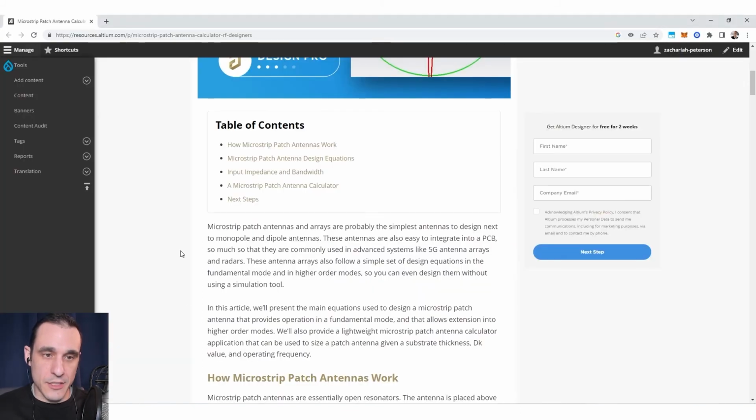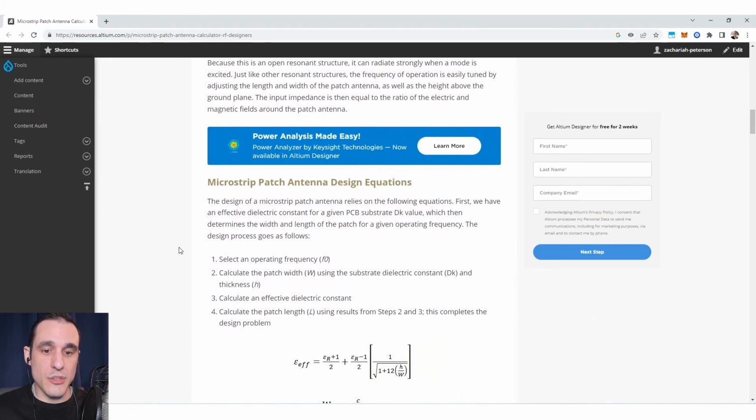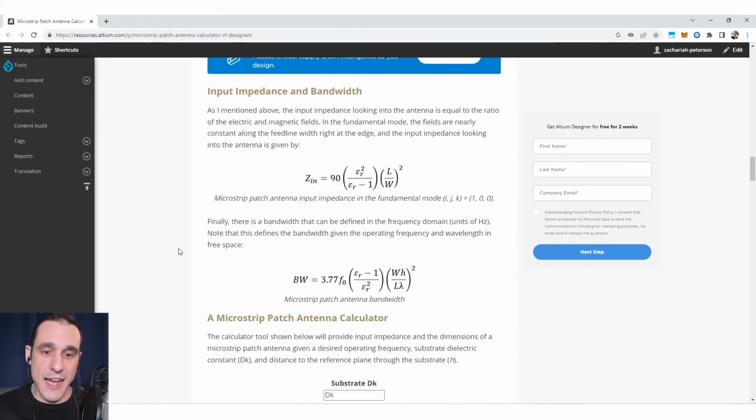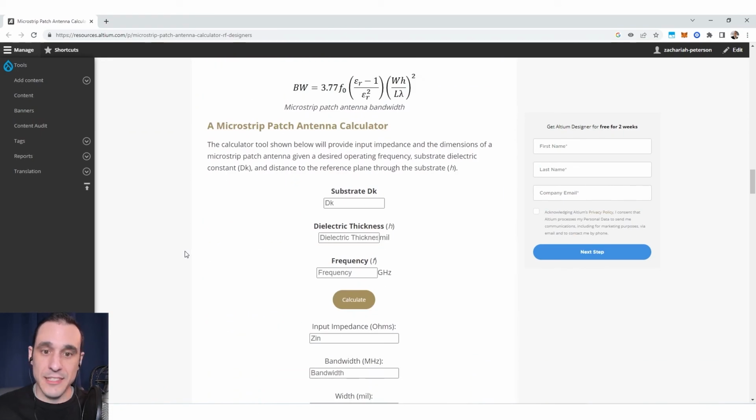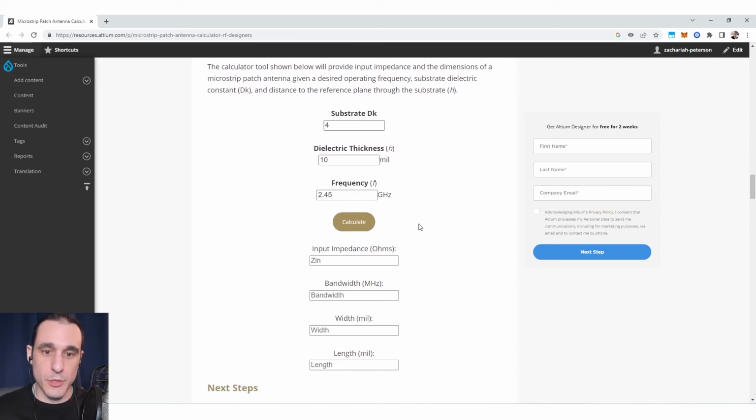We actually have a calculator here on the Altium blog that you can access for free, and you can use this to calculate the size of a patch antenna. So let's just suppose for a moment that we were designing an antenna on a substrate with dK equals 4. Let's just say that the outer layer thickness for convenience is 10 mils, and we're targeting, let's say, 2.45 gigahertz. So we're targeting like Bluetooth or something.